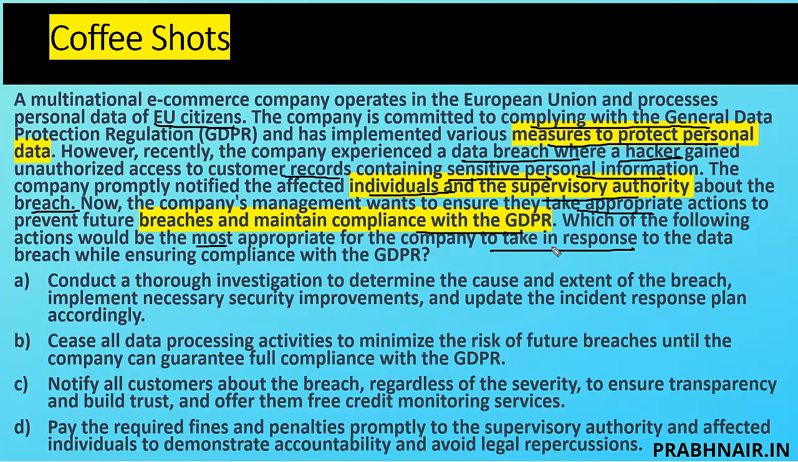Makes sense. Second is cease all the data processing activity to minimize the risk of future breach until the company can guarantee full compliance with GDPR. That is not possible. B is not possible because it impacts the loss. Why do we need to shut down everything? C says notify all customers about the breach regardless of severity to ensure transparency and build trust. That is already there. The question is talking about how to prevent that.